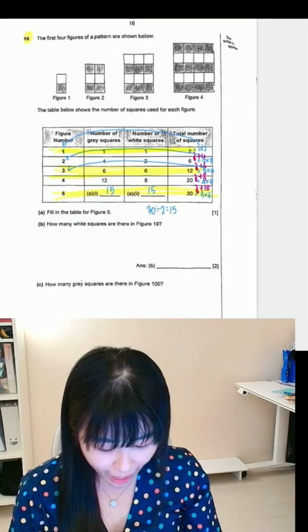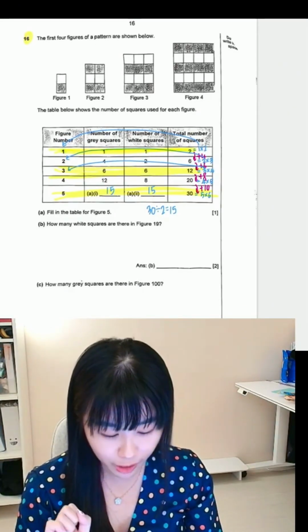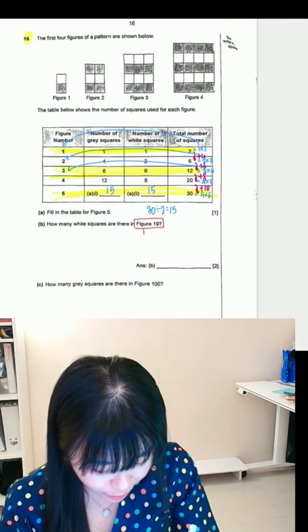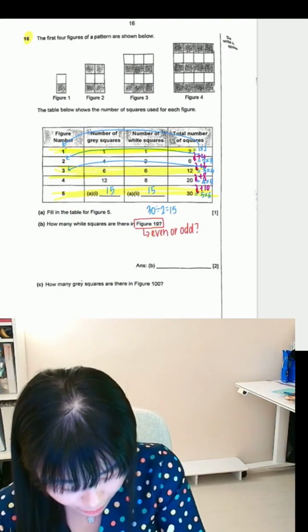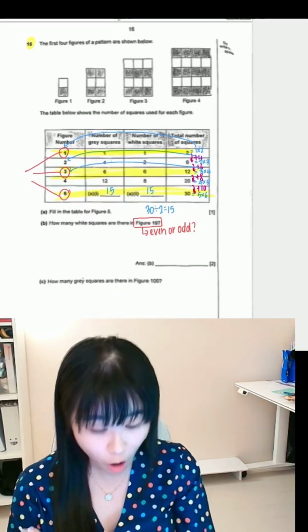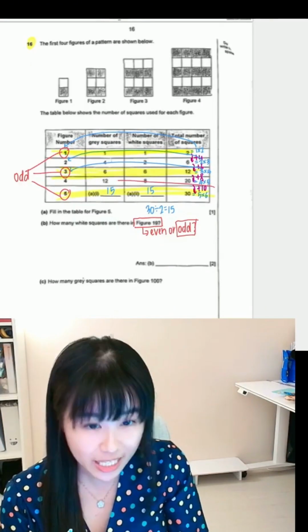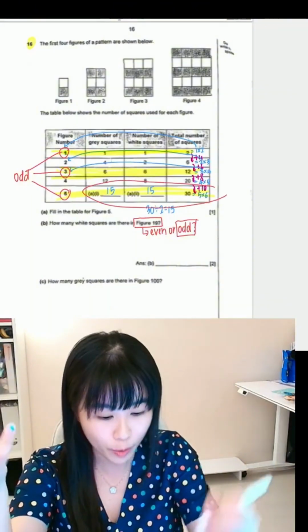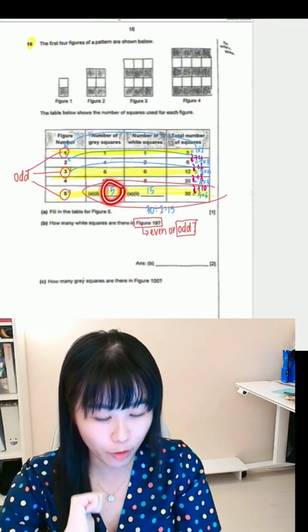How many white squares are there in figure 19? Figure 19 is even or odd first? Odd. Then all these that I highlight, right? That they will be same one, right? Is even or odd? Odd, right? So they are actually using the easier one. Easier row. Why easier row? Because it will be the same number of grey, same number of white.